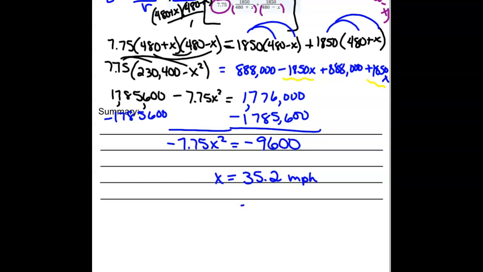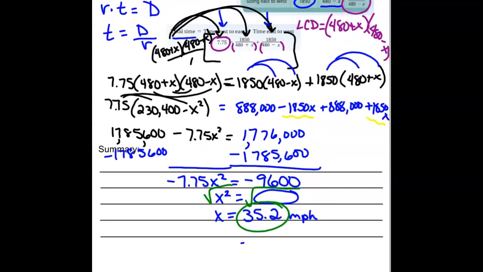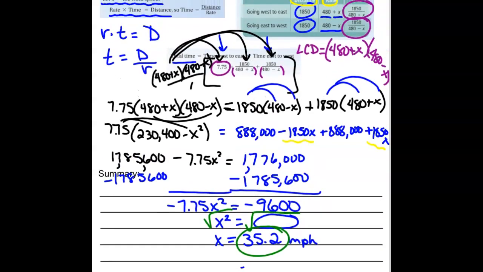So we divided, I don't remember what our x squared number was, and then we square root that. Normally we put plus minus there, but we can't have a wind speed that's negative. So we're only looking at the positive answer of 35.2 miles per hour. All right. Let me know if you have any questions on this last section.